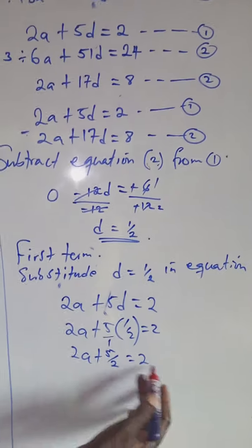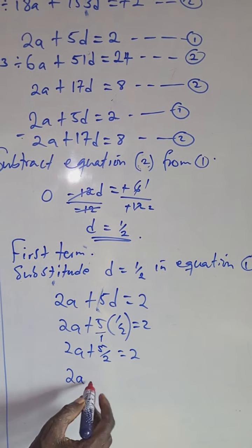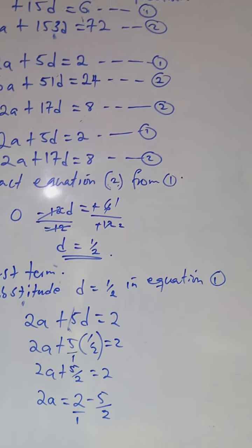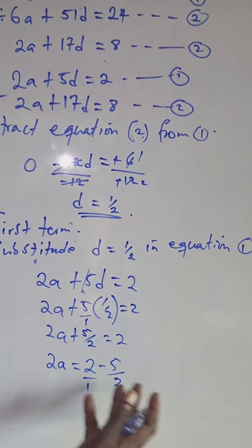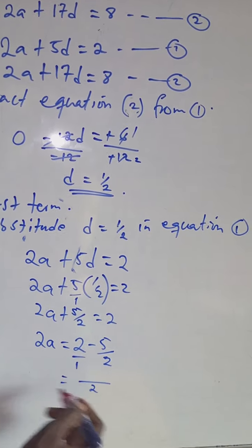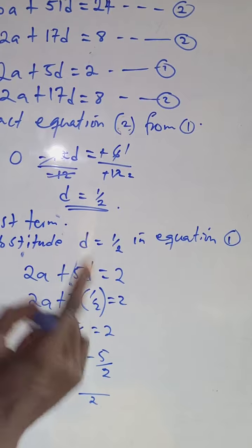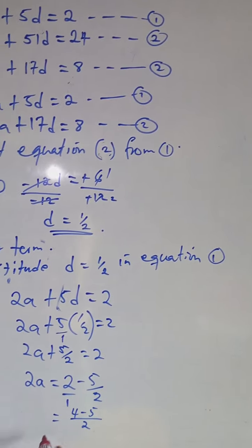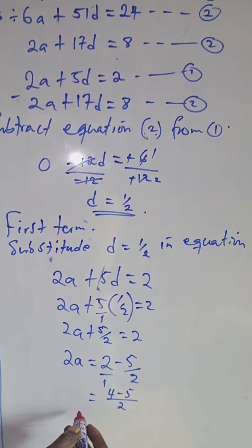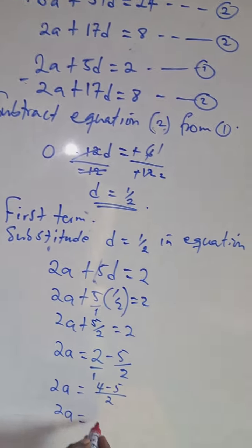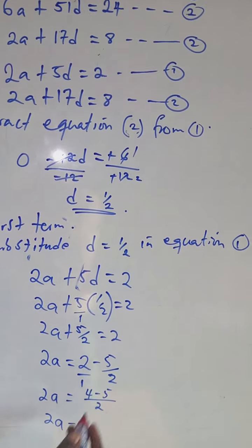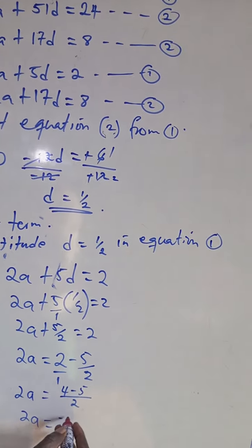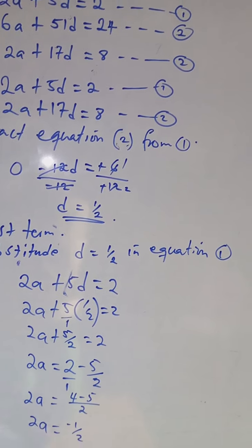So I collect like terms: 2a is equal to 2 minus 5 over 2. This 2 is over 1, so I can subtract by having the LCM as 2. 2 times 2 is 4, minus 5. Therefore 2a will be equal to minus 1 over 2.